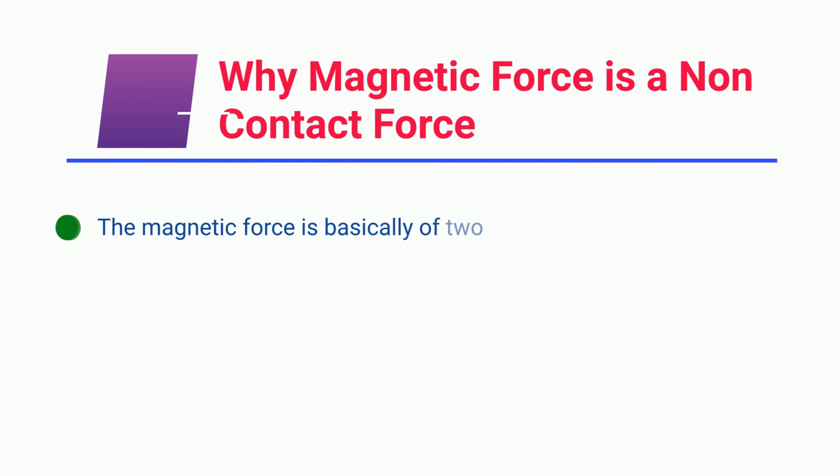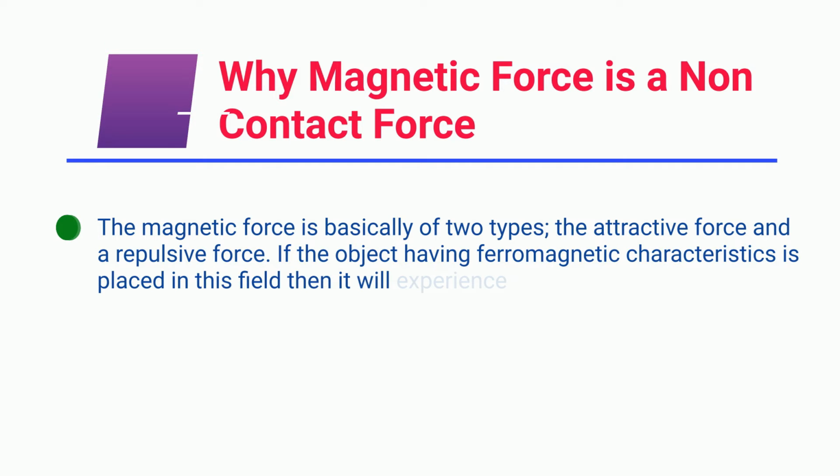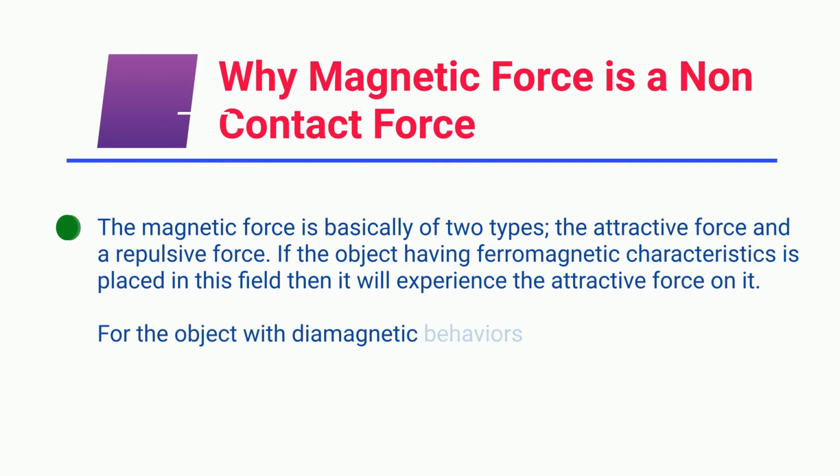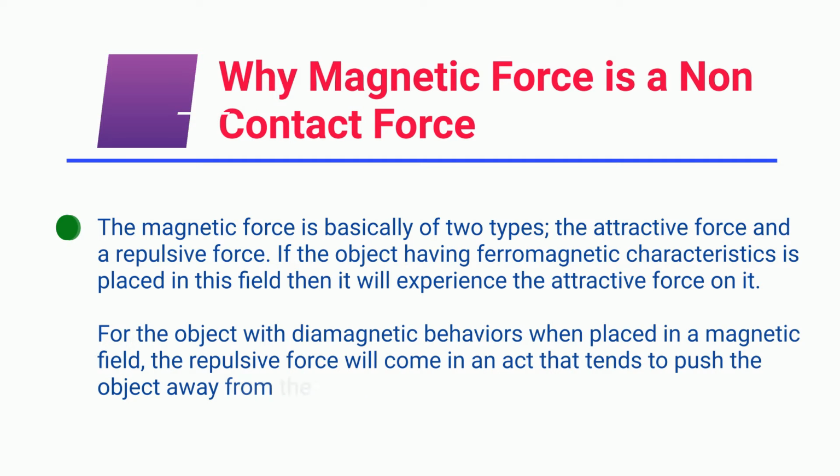The magnetic force is basically of two types: the attractive force and a repulsive force. If the object having ferromagnetic characteristics is placed in this field, then it will experience the attractive force. For the object with diamagnetic behavior, when placed in a magnetic field, the repulsive force will come into action that tends to push the object away from the magnetic field region.